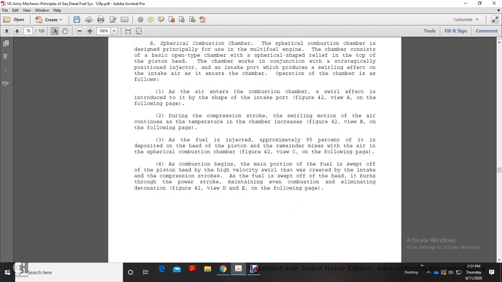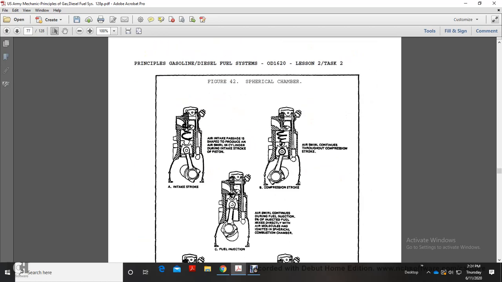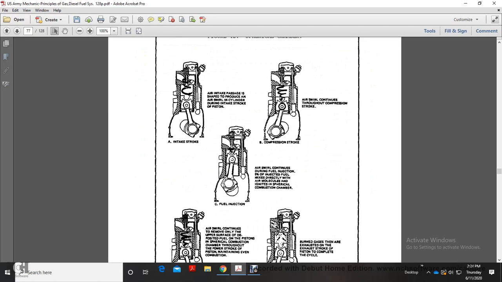Combustion begins, with the main portion of the fuel swept off the piston head by the high velocity swirl created with the intake of the combustion stroke. As the fuel is swept off the head, it burns through the power stroke, maintaining even combustion and eliminating detonation. Figure 42, view D and E on the following page show the cylindrical chamber.